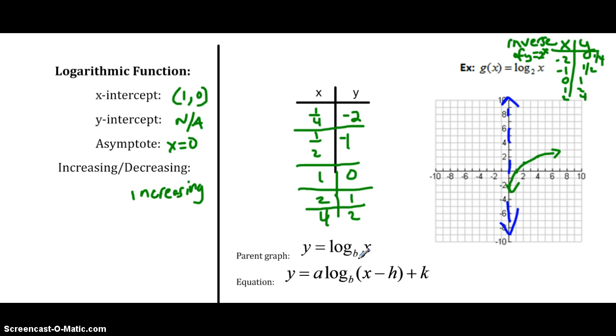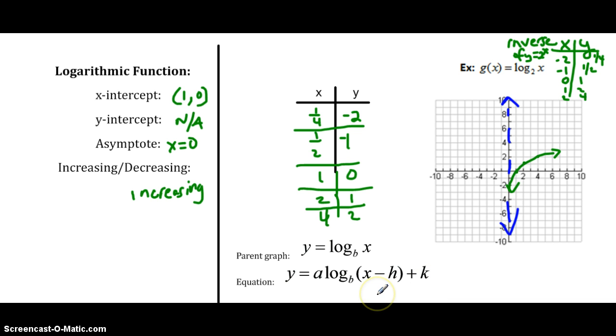Some of the calculators can do it differently by changing the base, but most of them you have to use a change of base formula. So I'm going to be showing you that next so you can check. But any base can be used for a log for the parent graph. And also you still have the a, h, and k here. All of these can be transformed, our a, our h, and our k.